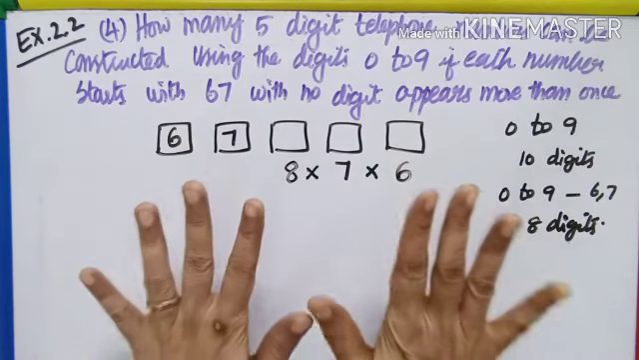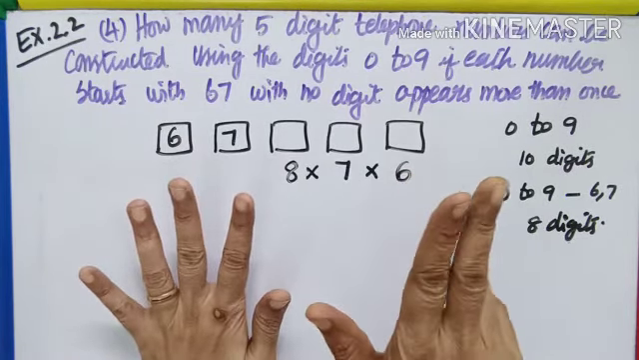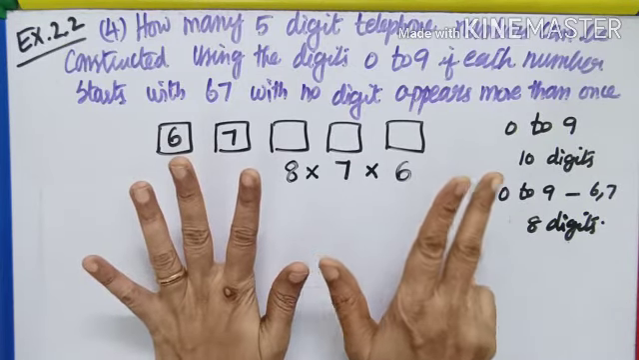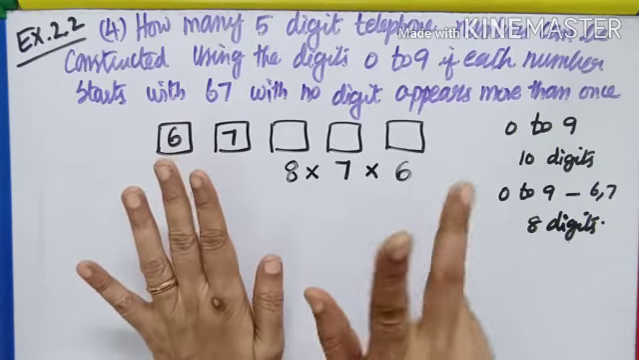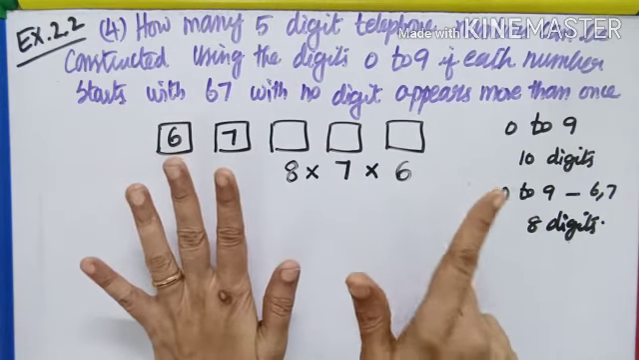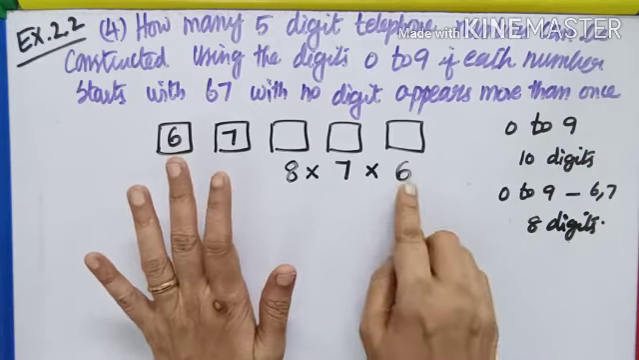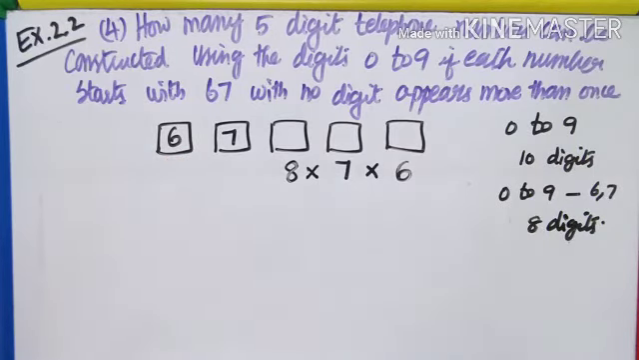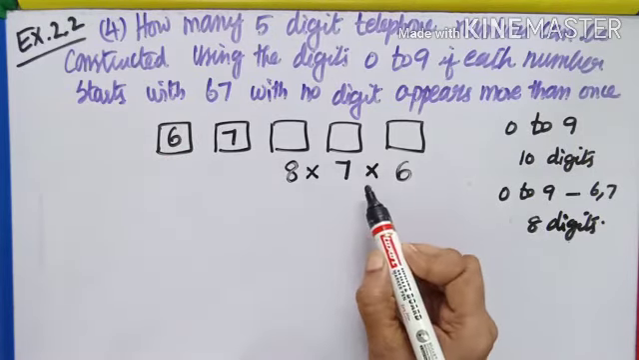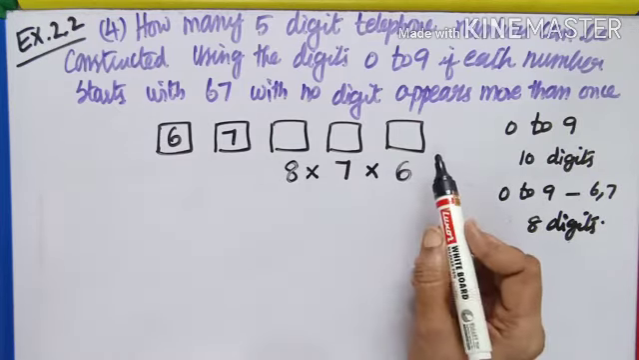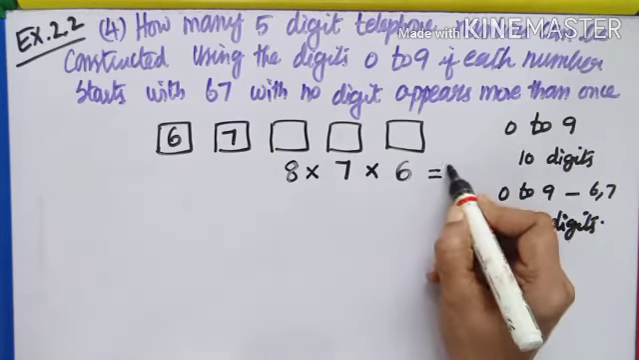See, totally there were 10. 6 and 7 I remove. So 8 are there. Out of the 8, any one will go here. So there are only 7. Any one will go here. So there are only 6. Any of the 6 will go here. So what is my answer? 8 into 7 into 6. We can explain in words or just put boxes, multiply and write out the answer.